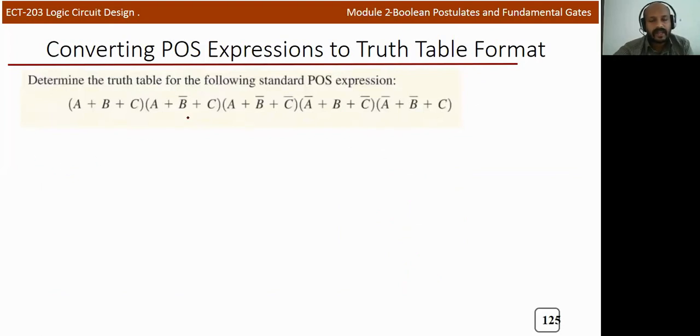In the case of POS, actually we are looking for a 0 value, not a 1. In POS we are always looking for 0. So in order to get this expression equal to 0, because it's a standard POS expression, the function domain is A, B, C. These are the inputs and this is the function value or output we need to verify.